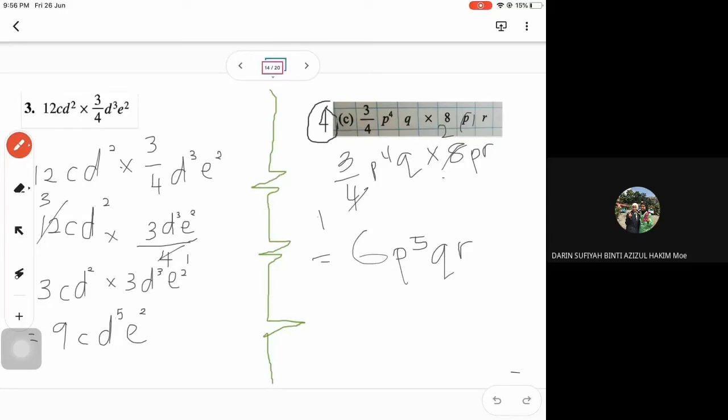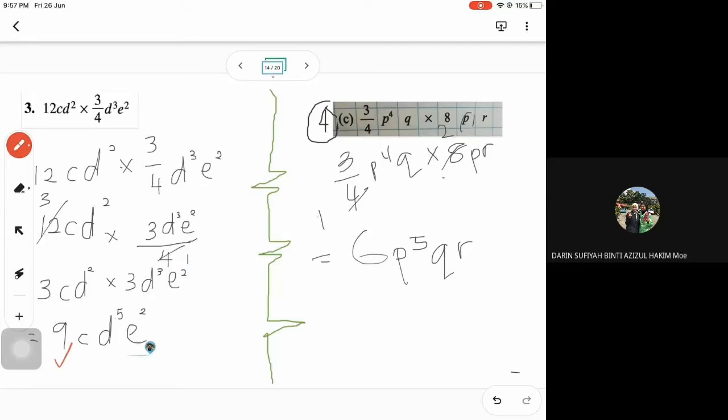Okay, so first, I rewrite the question. And then 12 CD times 3 D to the power of 3 E to the power of 2 over 4. So 12 becomes 3 and then 4 becomes 1. You simplify 12 and 4. Yes. Istilah dia simplify 12 and 4. Okay? And then 3 C D to the power of 2 times 3 D to the power of 3 E to the power of 2. So positive 3 times positive 3 equals to positive 9. C, here is D squared and D cubed. So it becomes D to the power of 5 and there's only E squared, so E to the power of 2.